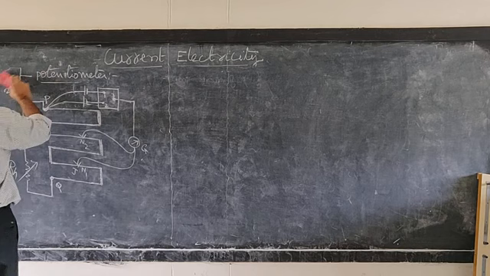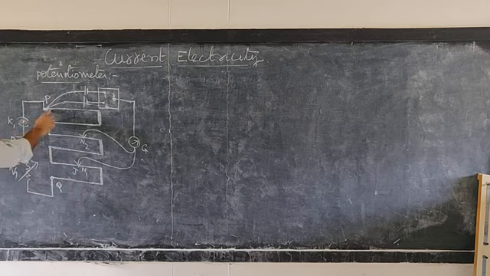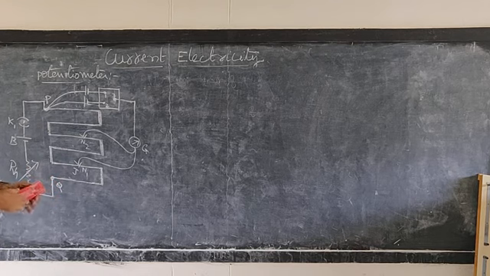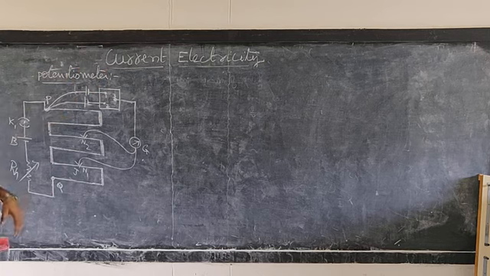Now we discuss the potentiometer. A potentiometer consists of a very long wire arranged on a wooden board such that the wire is of say some 5 to 10 meters length.